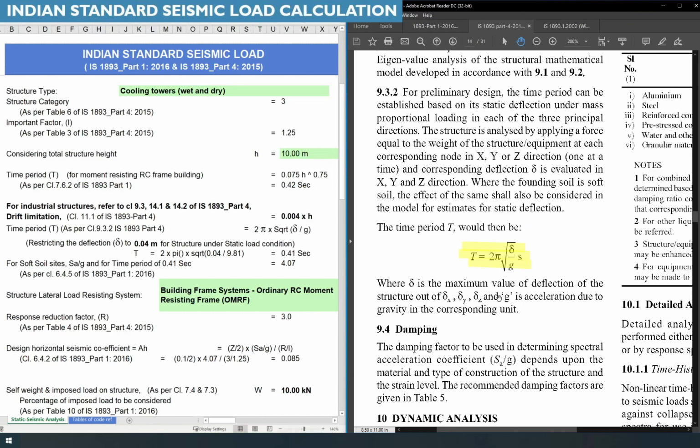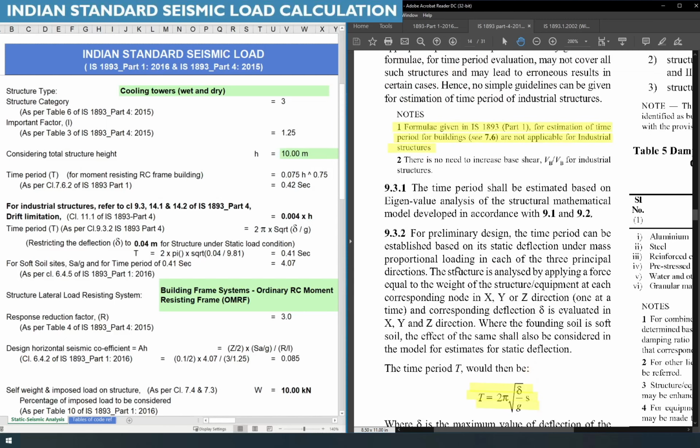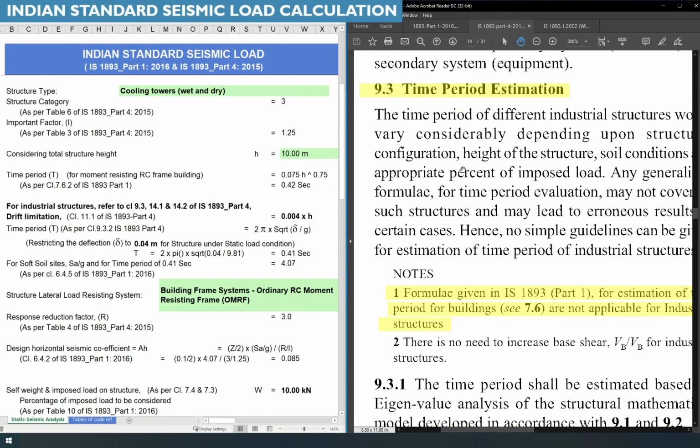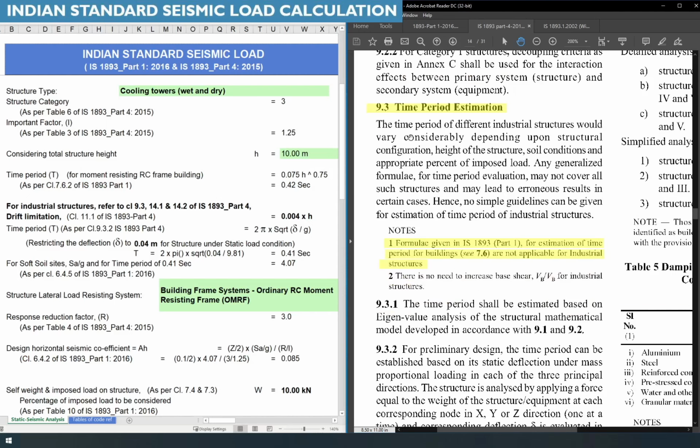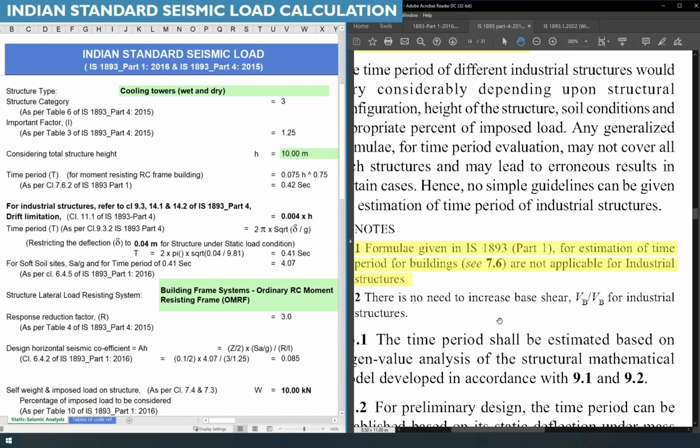For that we need to find out with the actual model, or we can get it from the same IS 1893 Part 4 code. Before that, if you see the time period estimation in clause 9.3 under notes, it states that formulas given in IS 1893 Part 1 for estimation of time period for buildings are not applicable for industrial structures. So this value of 0.42 second, which we calculated as per clause 7.6.2 of IS 1893 Part 1, is not applicable for industrial structures.